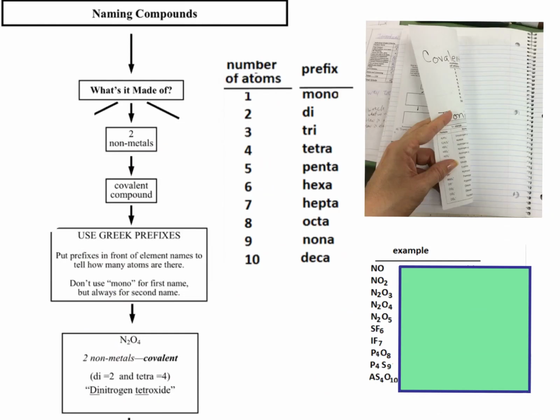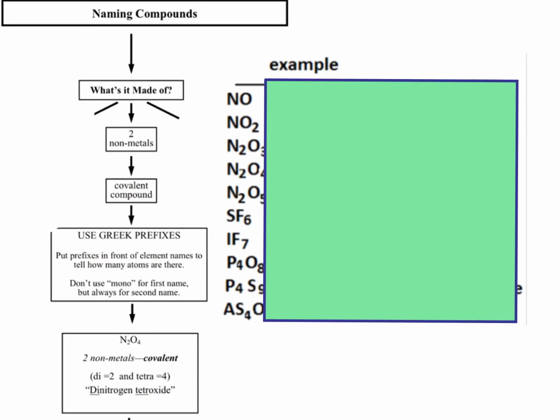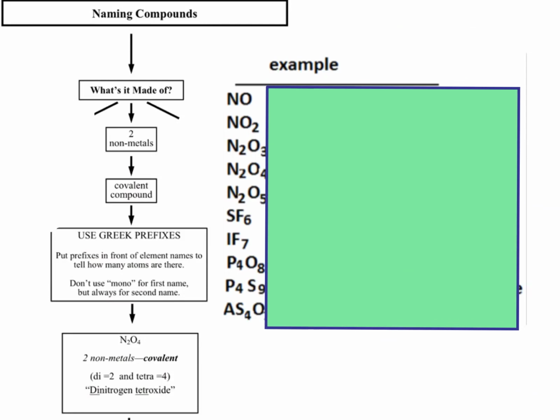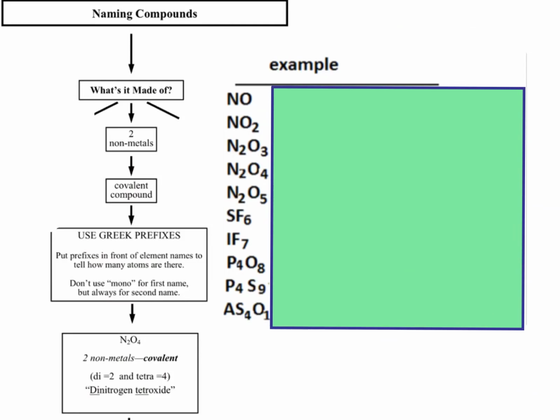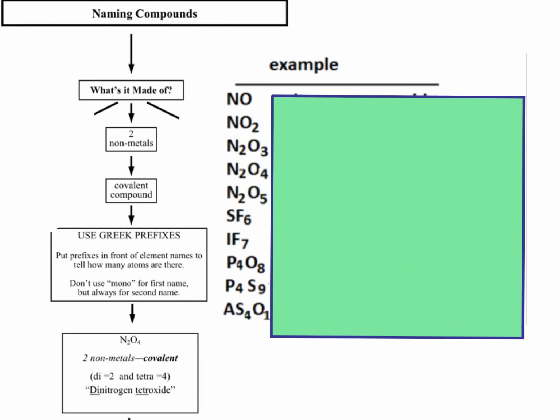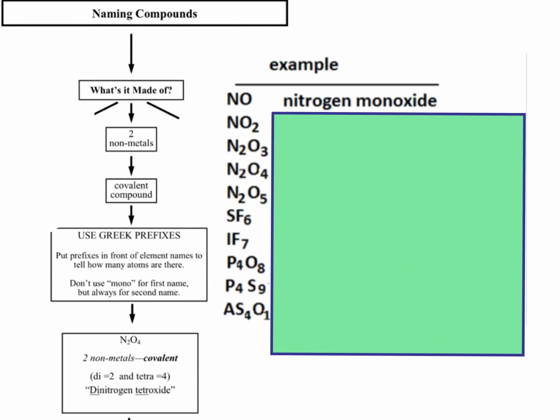I am going to move that so that we can see what's going on there. So the first one, let me show you. We have 1 nitrogen. We have 1 oxygen. We don't use mono on the first element, but we will use mono on the second one. So this is just going to be nitrogen monoxide.